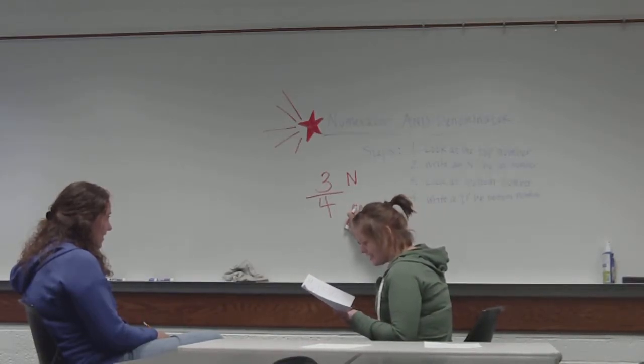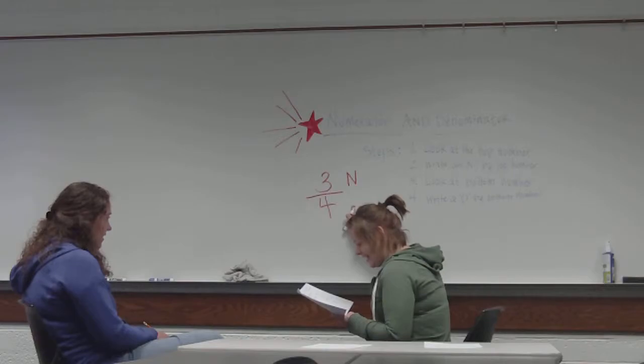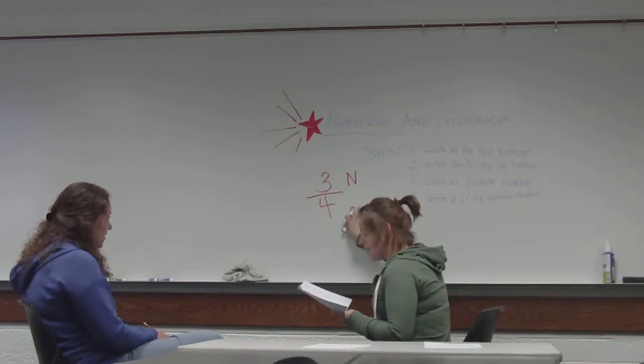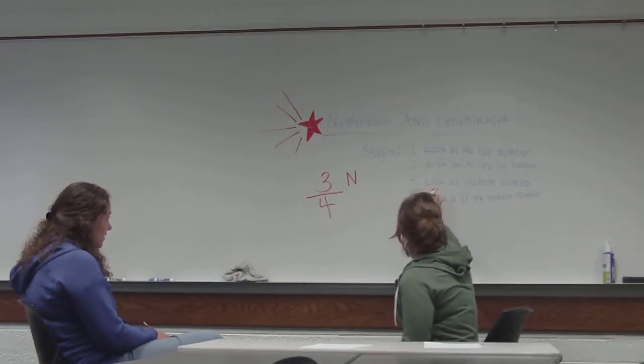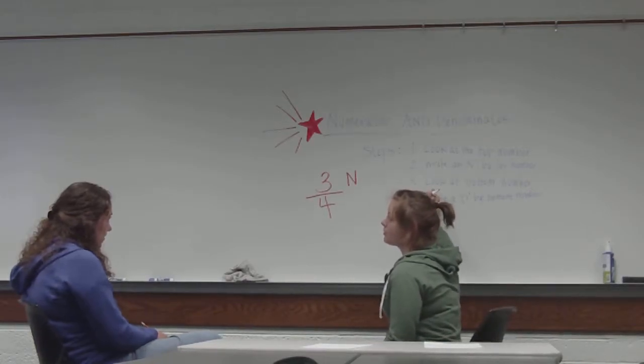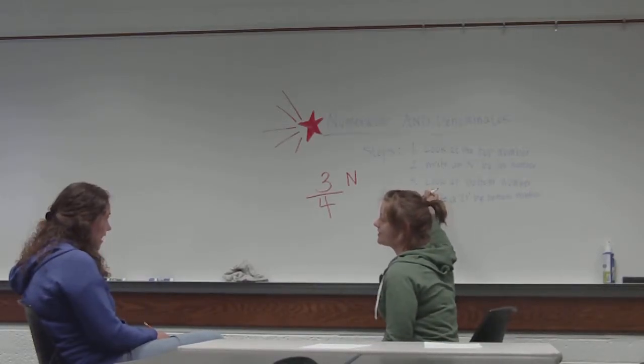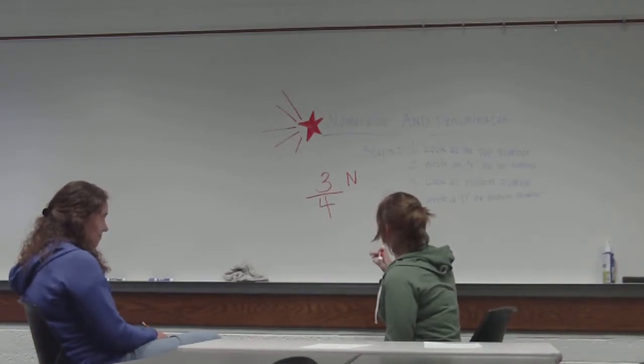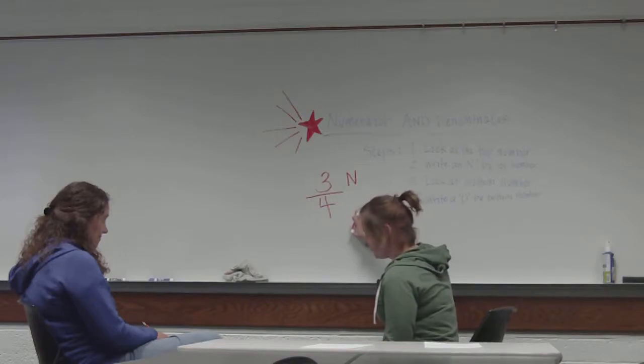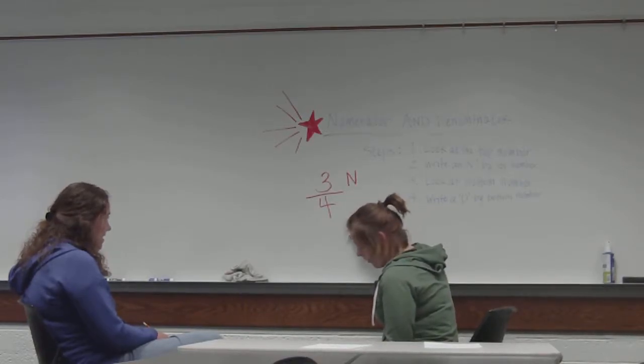Now, the next thing I do is find the bottom number. That's step 3. I find the bottom number. What do I do next? I find the bottom number. Yeah. Find the bottom number. That's right. We find the bottom number. The bottom number is 4.